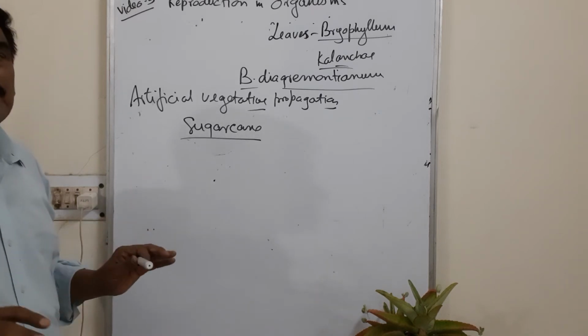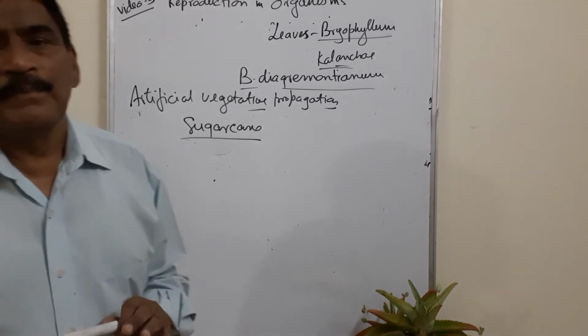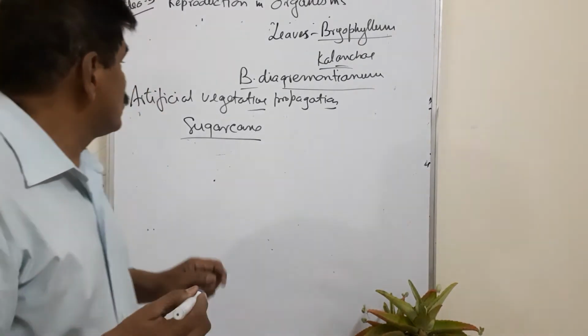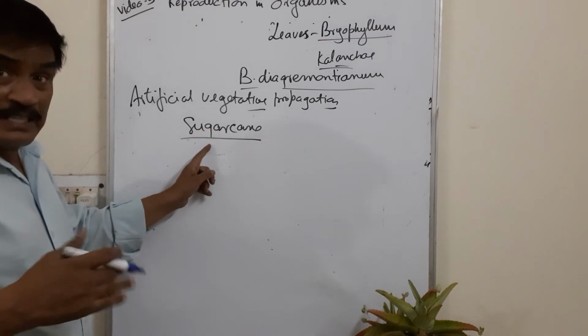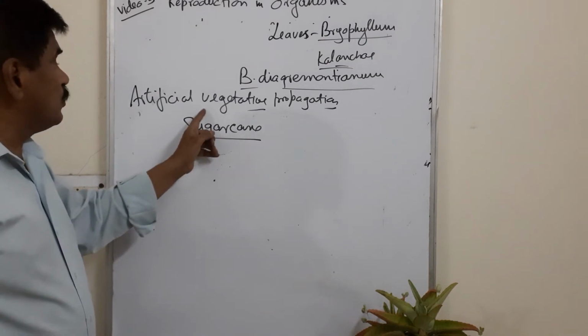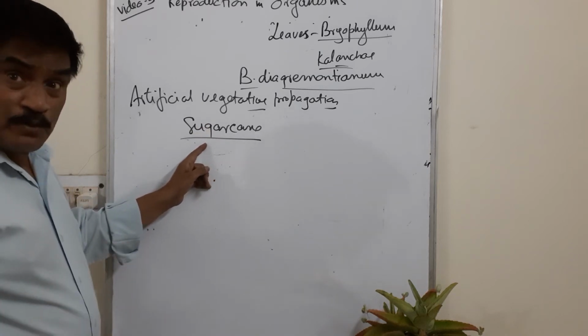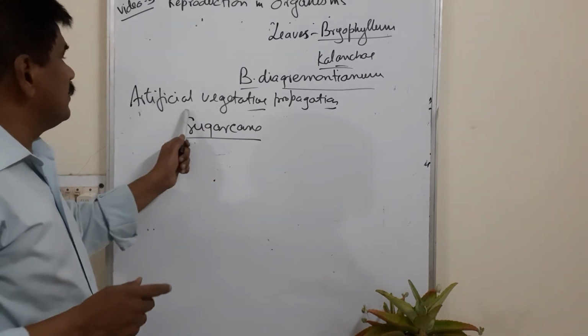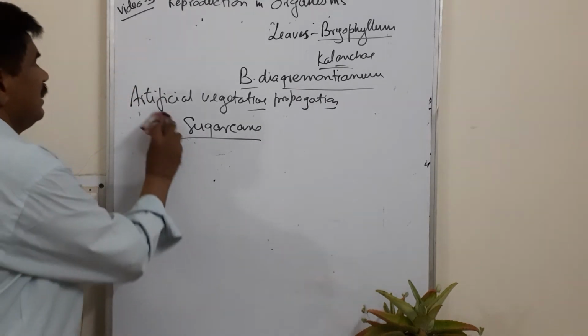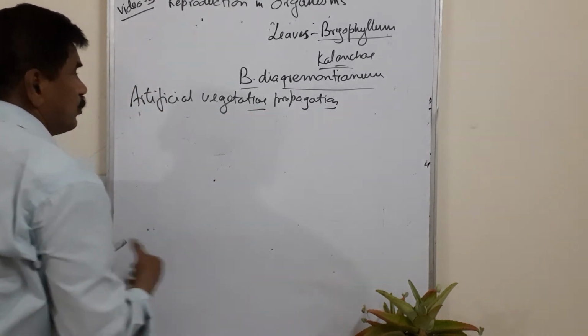Sugar cane is the main crop for sugar production, a very essential part of the diet. This sugar cane cannot produce seed. It cannot be reproduced by asexual means, and naturally it is not reproduced. Then there is artificial vegetative propagation. There are three methods of artificial propagation.